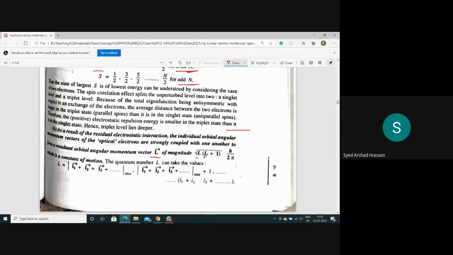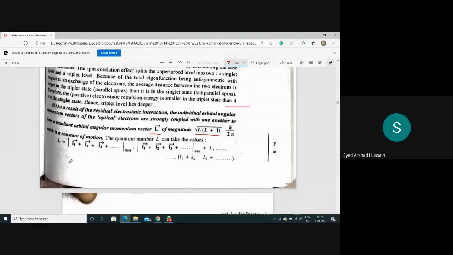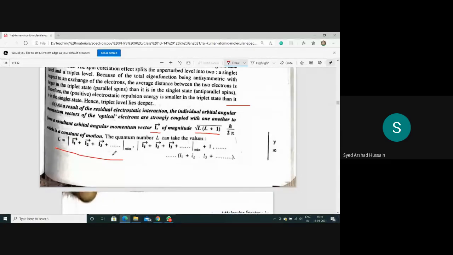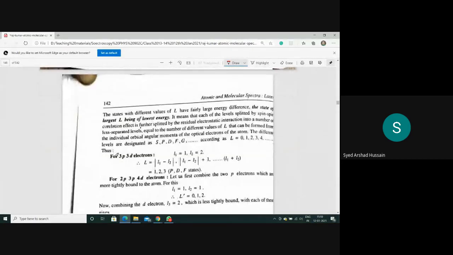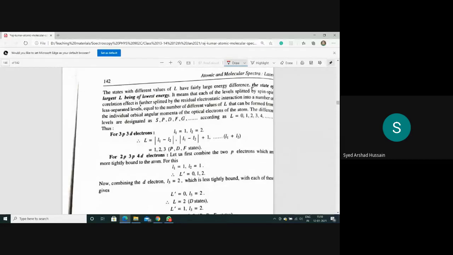The magnitude is of the order of root over L into L plus 1, times h cut. Here also, capital L is equal to l1 plus l2, l1 plus l2 minus 1, maximum to minimum, and the difference is of the order of 1. Here also the state with the largest L has the lowest energy. Okay, so you remember.